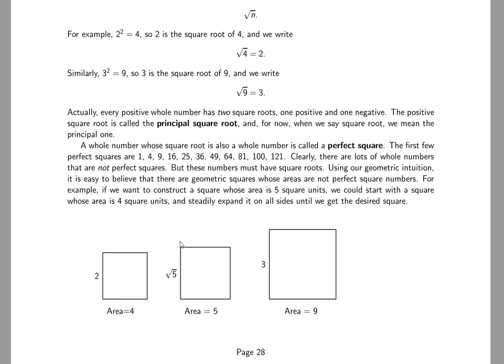If you want a square of area 5, well, what's the square root of 5? Well, it's some number. It's going to be between 2 and 3. It's some number 2 point something, so that when you multiply it by itself, you get 5. So not a whole number.